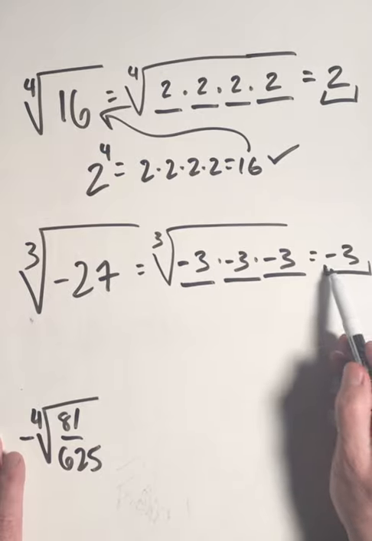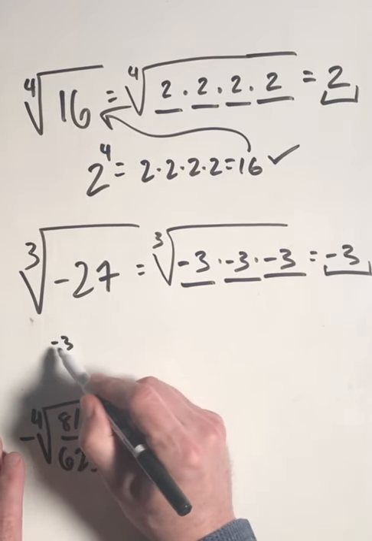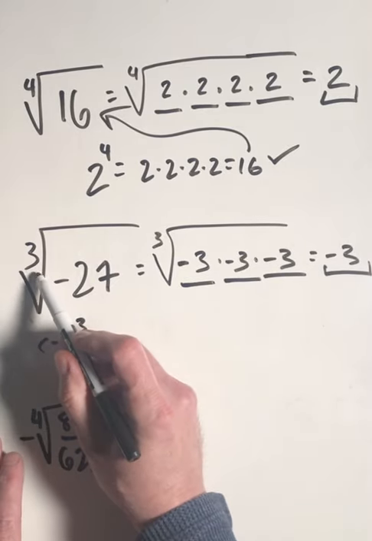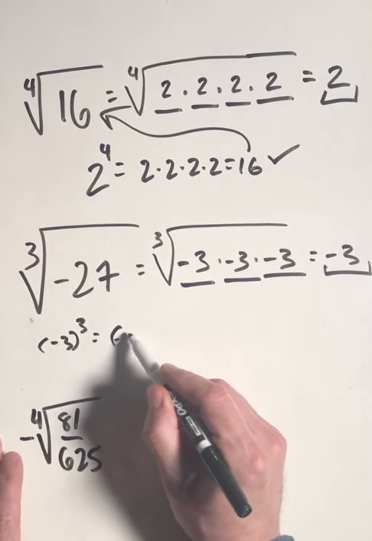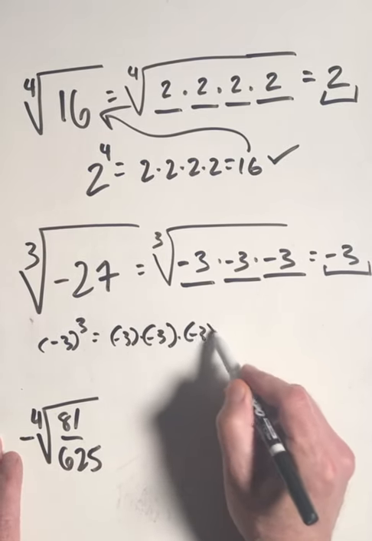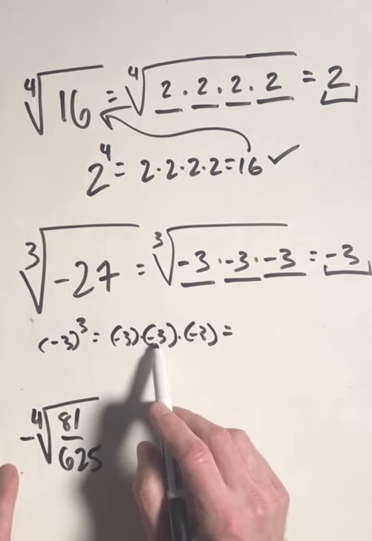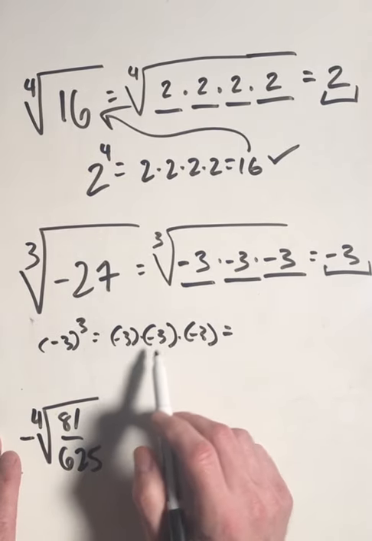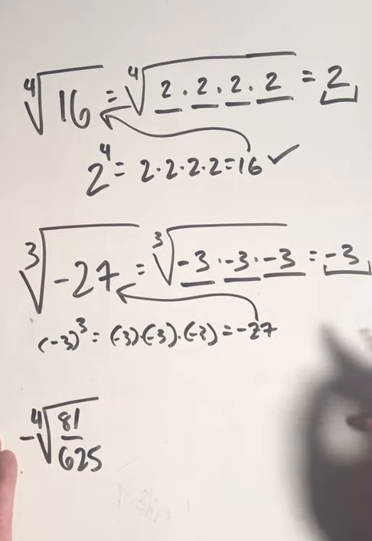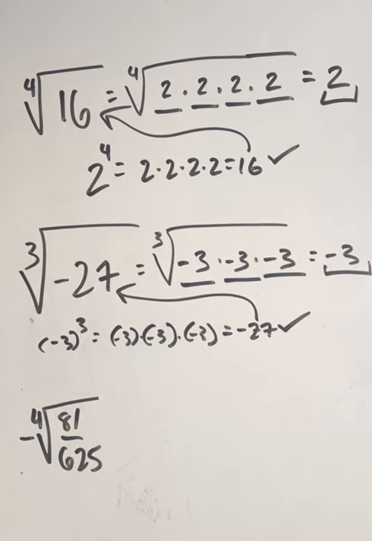The way we can check that is by taking that cube root. Since it's a negative, I'll put it in parentheses, and we raise it to the power of the index. Negative 3 times negative 3 times negative 3. Negative 3 times negative 3 is positive 9. Positive 9 times negative 3 is negative 27. That was the original radicand, so I know I am correct.